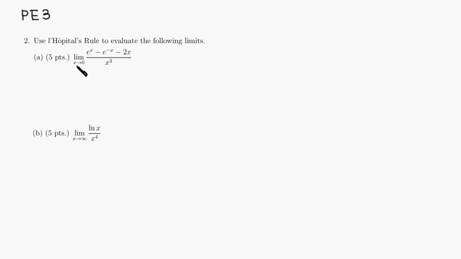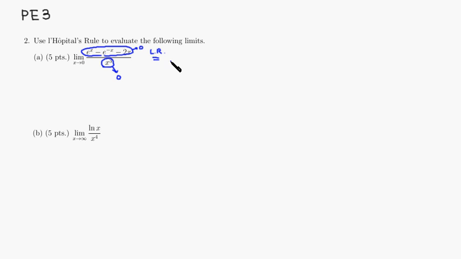So plug in. As x approaches 0, you can see that the bottom, 0 cubed, approaches 0. If you plug in 0 for e to the 0, that is 1, minus e to the 0, so it's going to be 0, minus 2 times 0, which is 0. So you can see that the numerator also approaches 0. So 0 over 0, so it makes sense to apply L'Hopital's rule. So apply L'Hopital's rule.